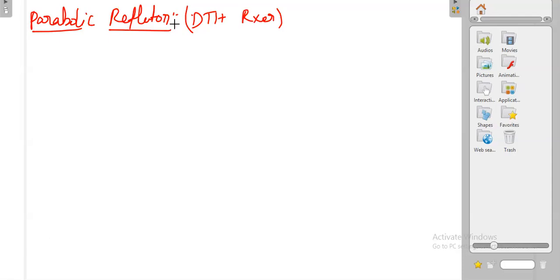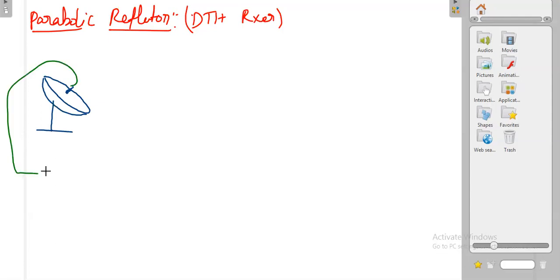Okay, so say this is the parabolic reflector. It has some shape like this, and you might have seen there will be a feed structure here. What is the job of that feed? You might have seen that the feed is connected to a wire, which is taken to your set-top box receiver.